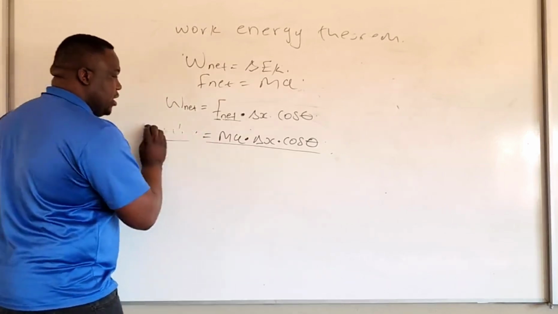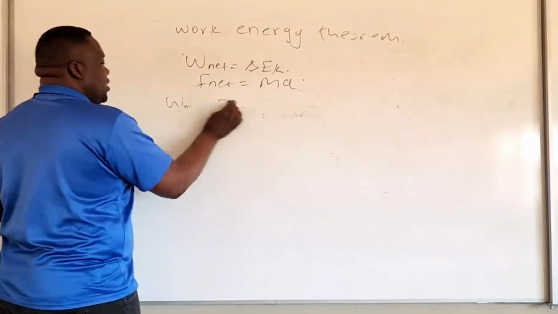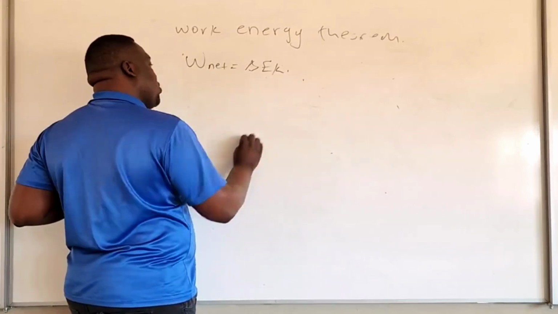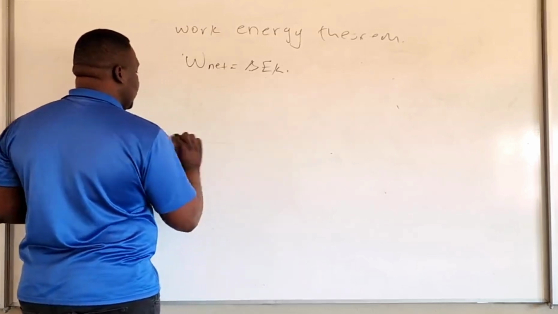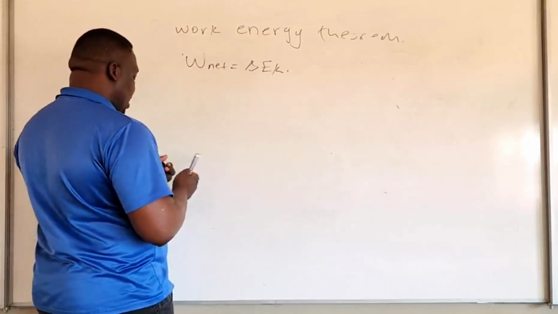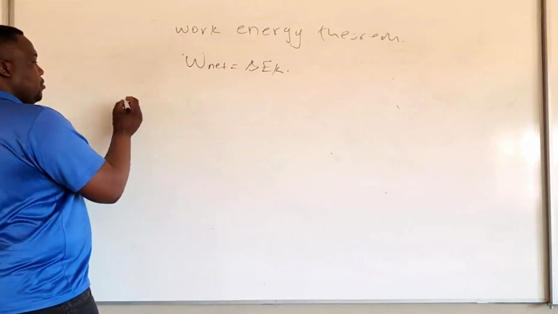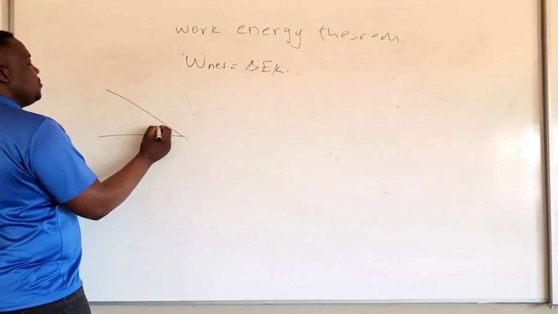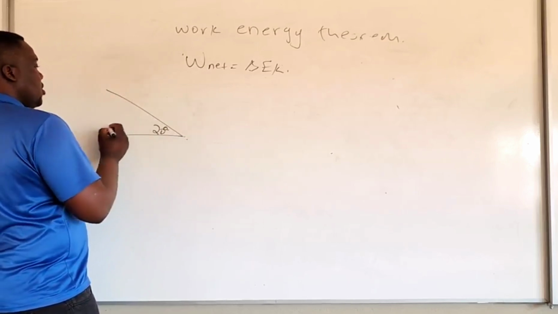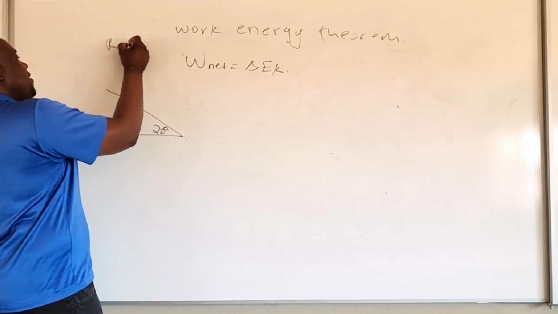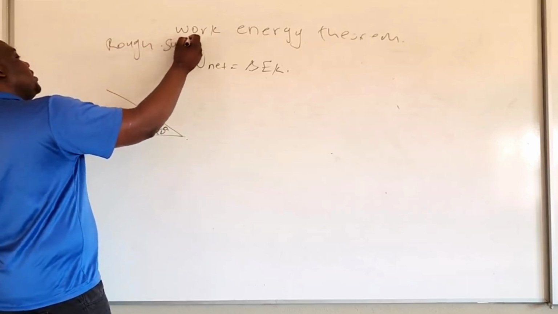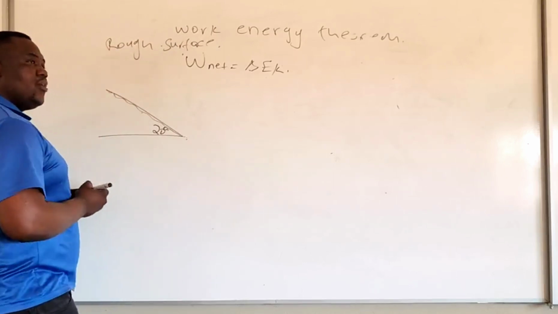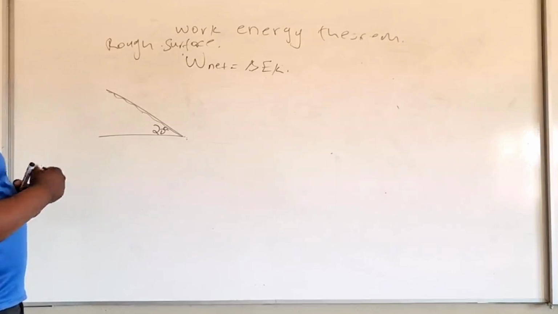Okay, so let me break this down. I'm still explaining what work net is. Work net is the work done by all the forces acting on an object. Let's say I have an object. Here's my object. This is 20 degrees. We have a rough surface. This surface is rough. An object is moving on a what? On a rough surface. Where's the object?